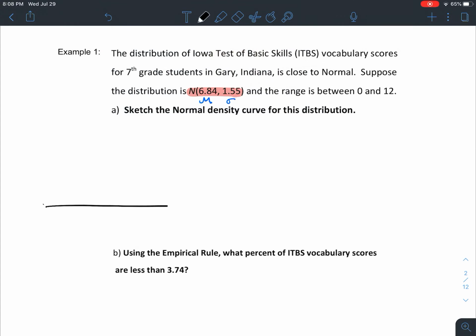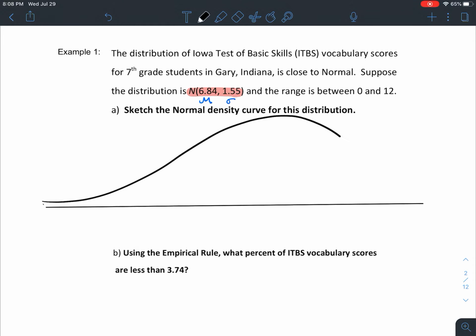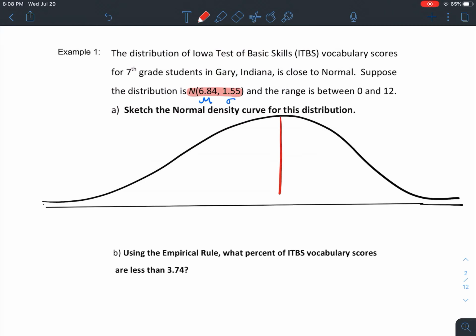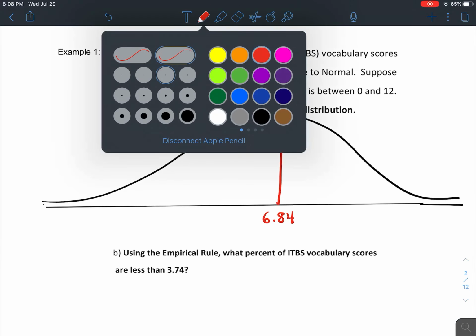So what you're going to do is simply draw a horizontal line, and then, as best you can, a symmetrical bell-shaped curve above that line. Directly down the center of that curve, you're going to mark the mean, which was 6.84.